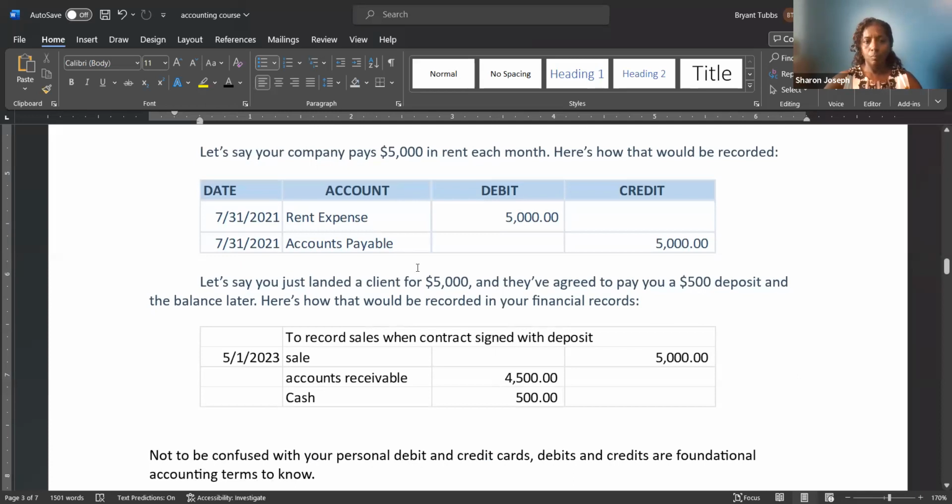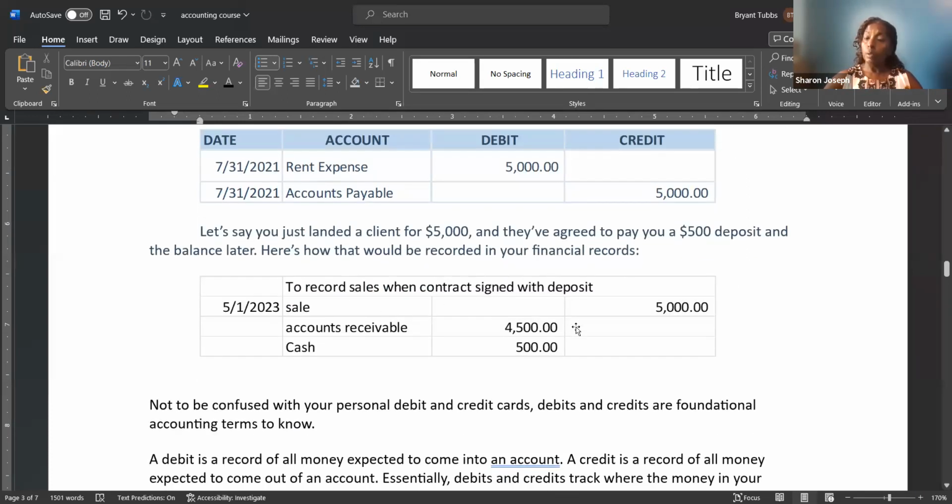Let's look at another example. Let's say that you just landed a new client for $5,000. They've agreed to pay you a $500 deposit and the balance later on. Here's how you would record this. We would record the sale, which is a credit to the income statement, and then we would record the receivables of $4,500 and the cash that we got as the deposit of $500. As we see, here's the T account. The left side, $5,000, equals the right side, $5,000. You've always got to make sure that total debits equal total credits.